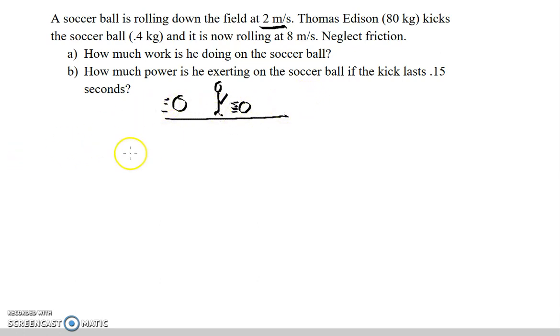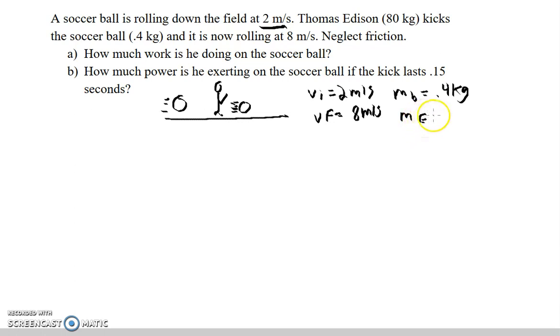So let's think about what we know here before we get too far into this. We know the initial velocity of the soccer ball before it gets kicked is 2 meters a second. The final velocity, after it gets kicked, is 8 meters a second. The mass of the soccer ball is 0.4, and the mass of Thomas Edison is 80 kilograms.